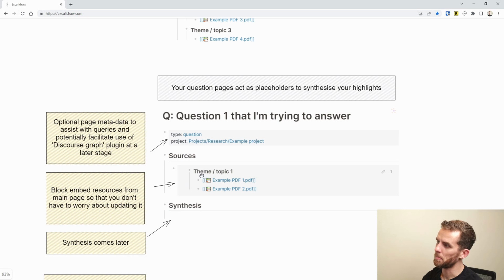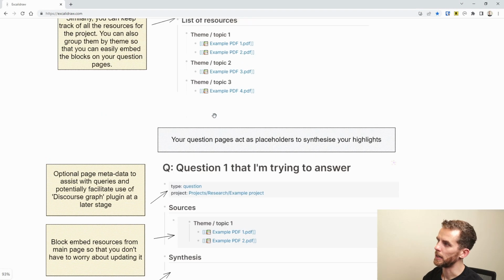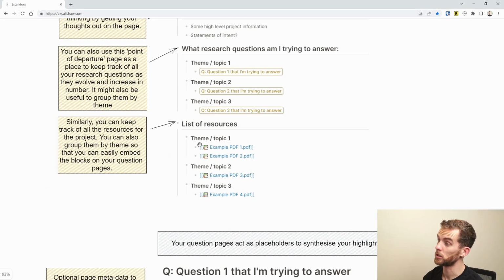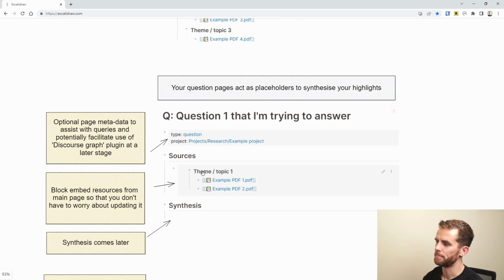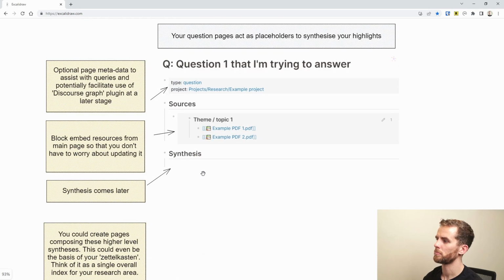And you can see here that I've embedded these PDFs from my high-level question page as a block embed. And that's very, very useful. And as I say, the synthesis comes later here, where I start composing the different pieces from this question.